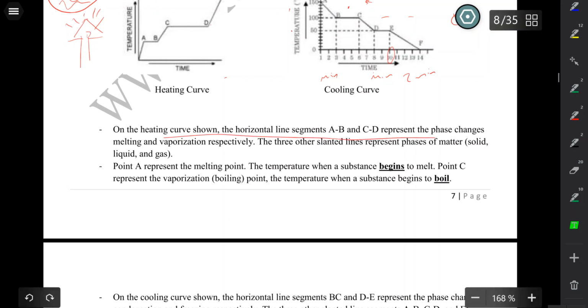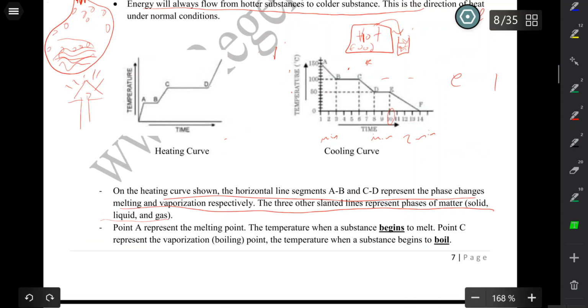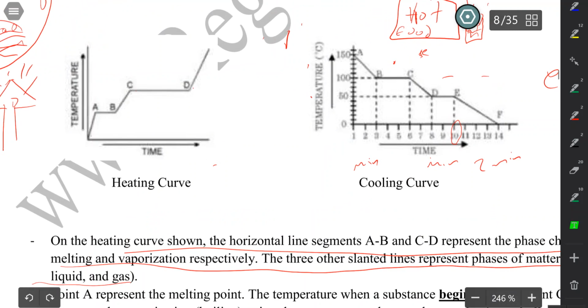We talked about this. Let me just go back and remind you of this. So the slanted lines will always represent the phases of matter, while the horizontal lines represent the phase changes. So here are the phases of matter. Lower temperature will always be the solid, all the way at the bottom. So in the heating curve, this would be your solid. In the cooling curve, this will be your solid. This would be your liquid. This would be your gas. This would be your liquid. This would be your gas.